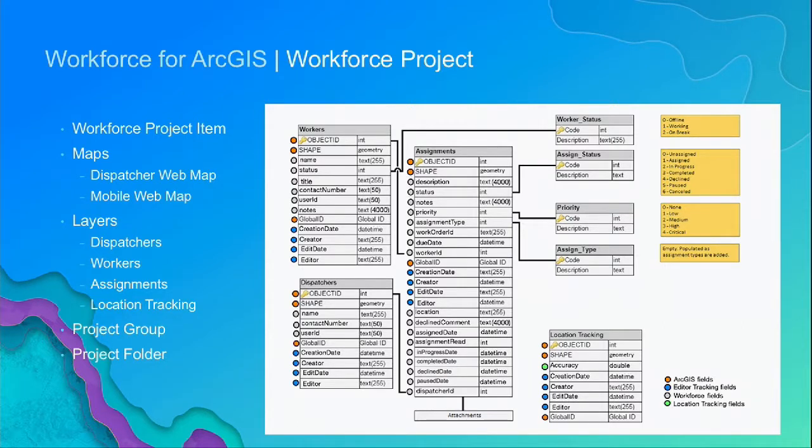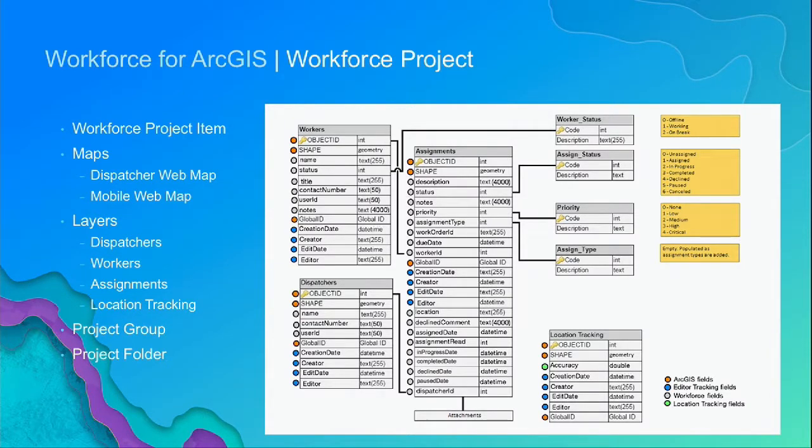It contains two different web maps. There's a dispatcher web map, which the dispatcher will see in the web application, and then there's a mobile web map, which the worker will see on their phone. The mobile web map only shows the worker that's signed in on their phone. It doesn't show the other workers, whereas the dispatcher map shows everything.